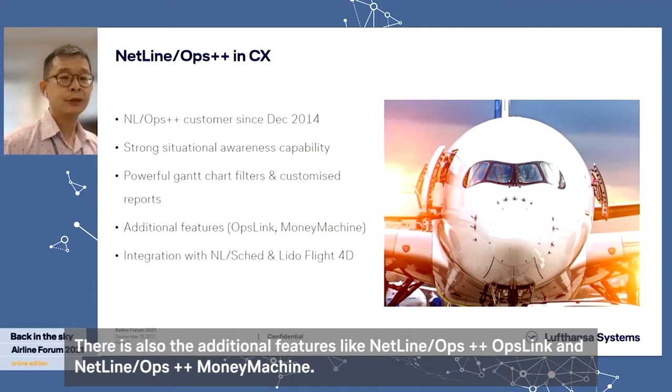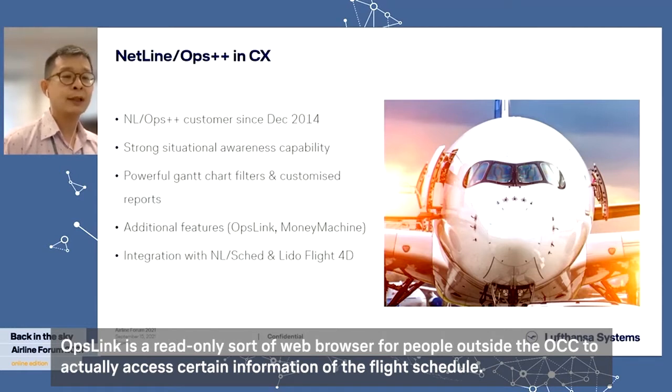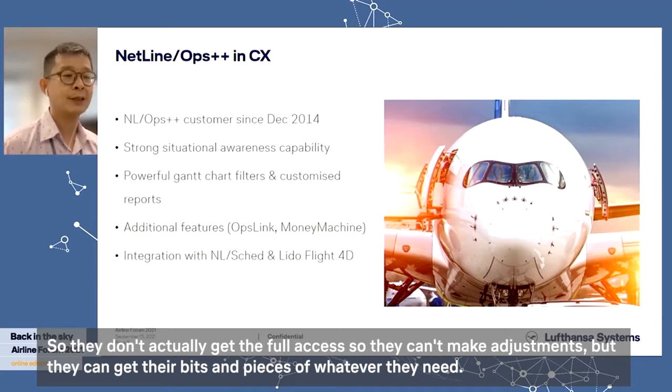There are also additional features like OpsLink and Money Machine. OpsLink is a read-only web browser for people outside of the OCC to access certain information of the flight schedule. So they don't get the full access. They can't make adjustments, but they can get bits and pieces of whatever they need.